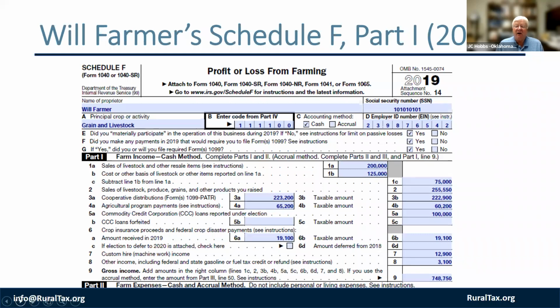Line 7, custom hire. We got $12,900. Other income, this is a fuel tax credit, but it could be some other things as well, $3,100, to give us our total gross income of $748,750 from the Schedule F. So that's the first part of the adjustments or pieces that go into the application form 1122.